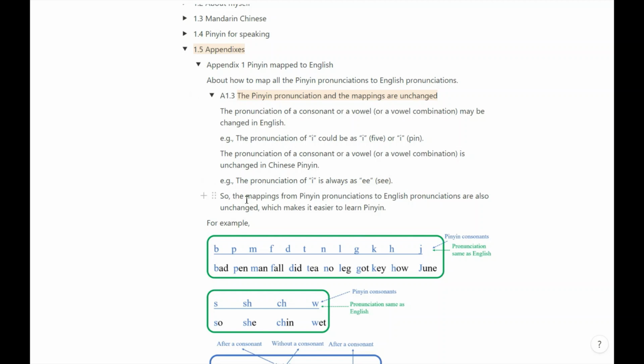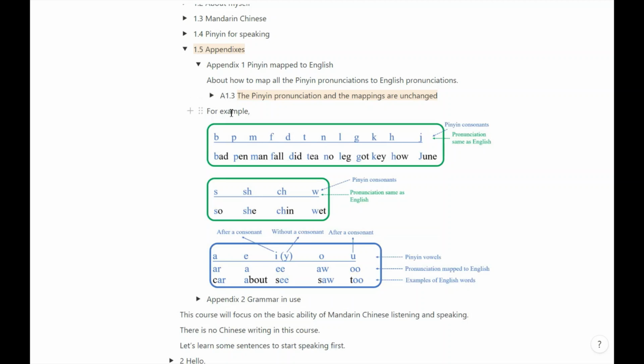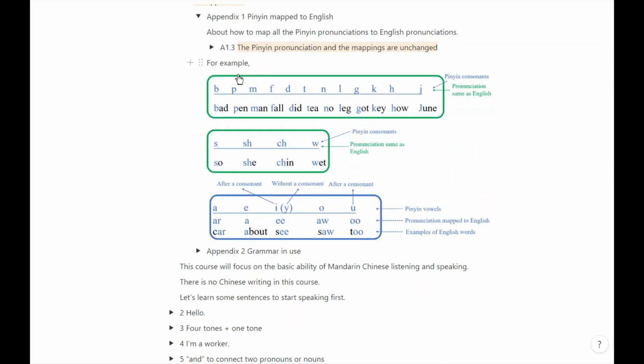So the mapping from pinyin pronunciations to English pronunciations are also unchanged, which makes it easier to learn pinyin. For example, the mapping from pinyin to English pronunciation will be as below.